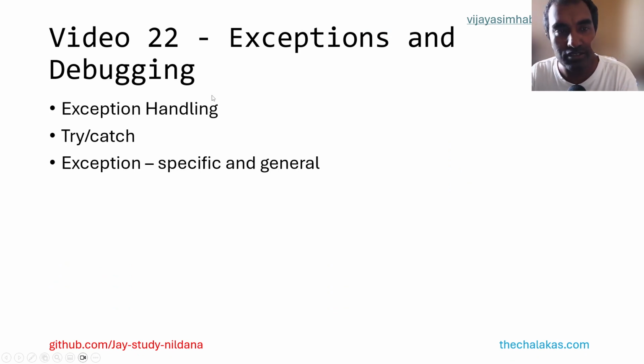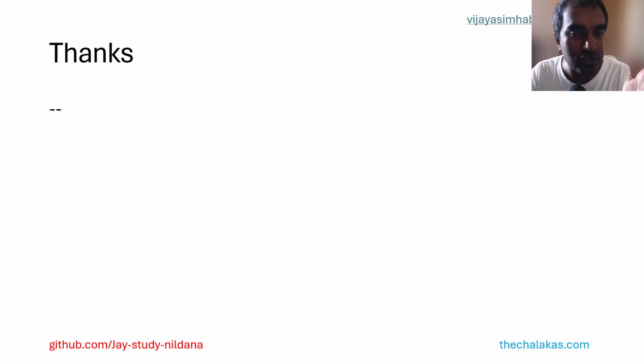So: exceptions and debugging, breakpoints, values, watches, specific exceptions, generic exceptions, ultimately making sure that your program does what it is supposed to do. And when something unexpected happens, your code is robust enough to catch it and then log it, or at least give a response to the user so they know what went wrong. So that is all there is to it in this one.